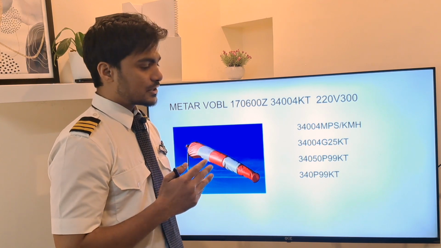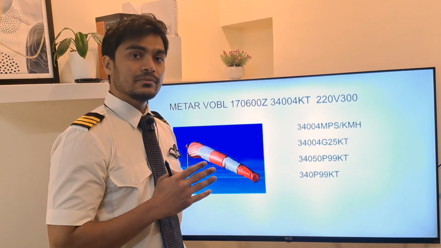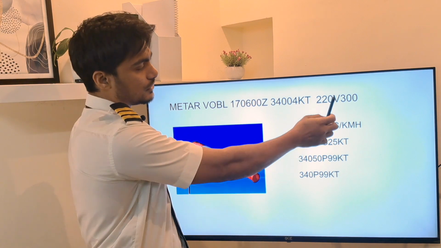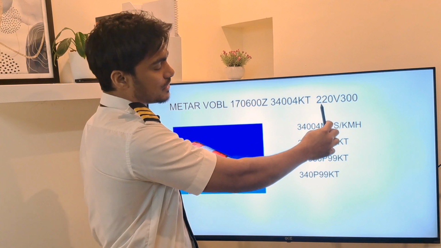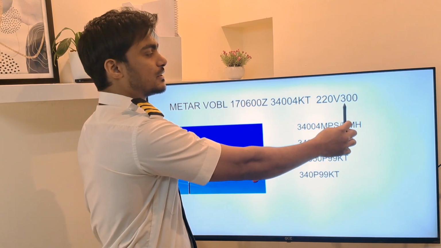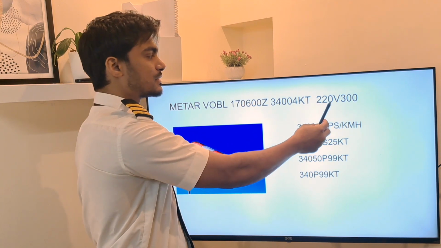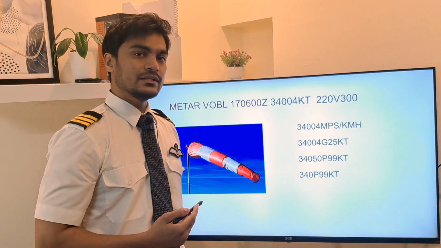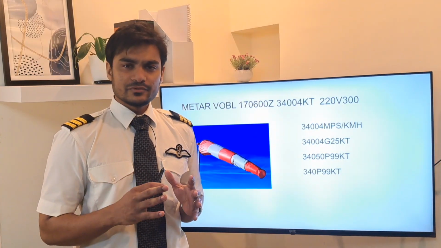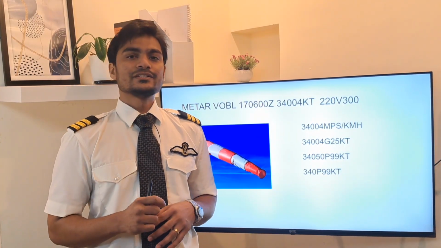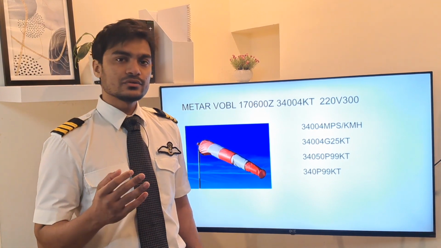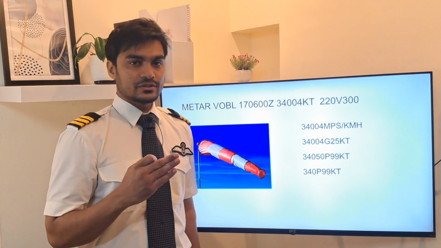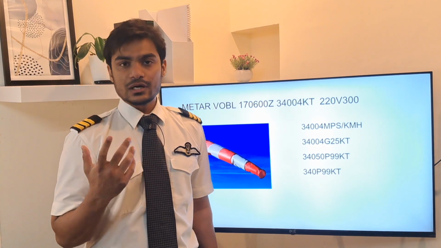If any time you are experiencing a change in wind direction by more than 60 degrees, it will always be denoted as 220V300. That means your winds are varying from 220 till 300 degrees. Even these are your true north based wind directions. Anytime the wind speed is less than 1 knot, it is always denoted or said as calm winds. It will be denoted as 34000 knots. So that basically stands for calm winds.